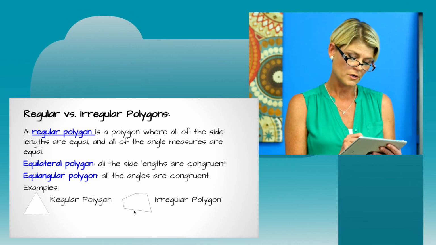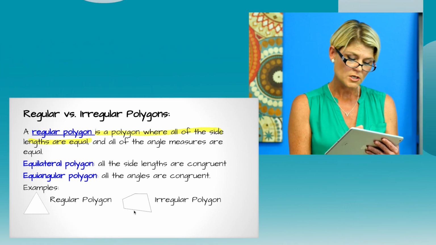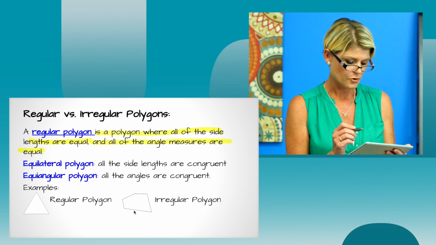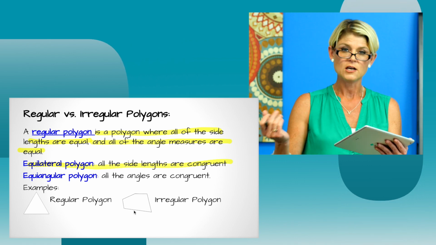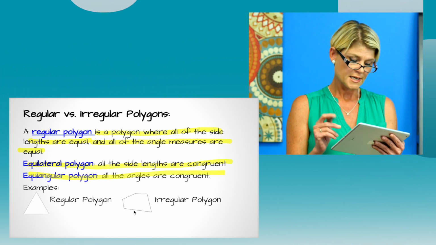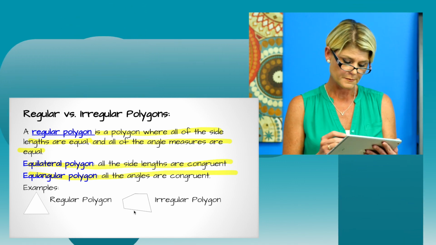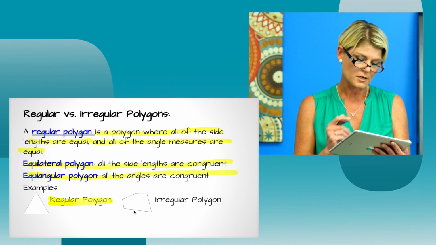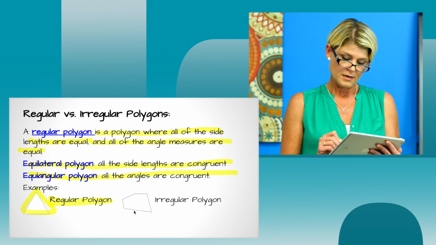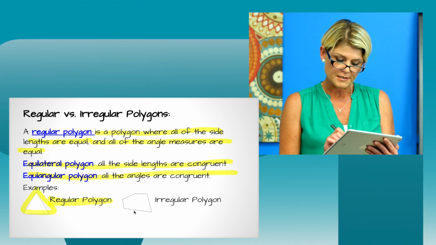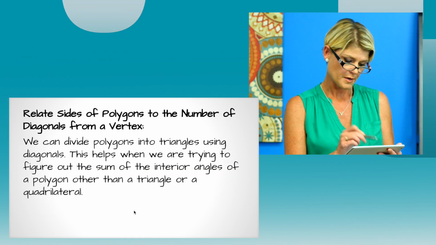So a regular polygon is a polygon where all of the side lengths are equal and all of the angle measures are equal. An equilateral polygon means that the side lengths are congruent. And if the polygon is equiangular, that's the word we use when all the angles are congruent. So here's an example of a regular polygon. It is equilateral and equiangular, right here, this triangle. And that would be a regular polygon, and this would be an irregular polygon. There's no congruence there. Okay.